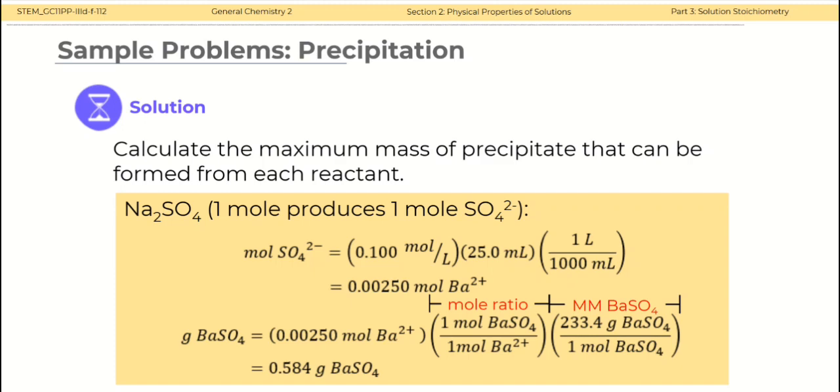To convert moles barium ion to mass of barium sulfate, multiply the number of moles barium ion by the mole ratio, 1 mole barium sulfate per 1 mole barium ion, then by the molar mass of barium sulfate. The answer is 0.584 grams barium sulfate.